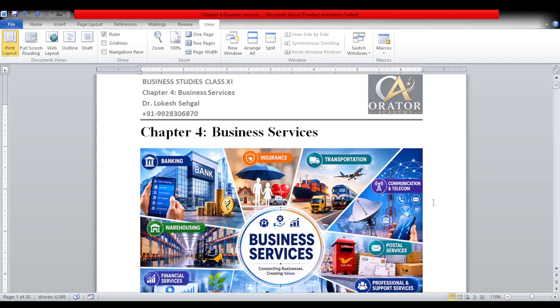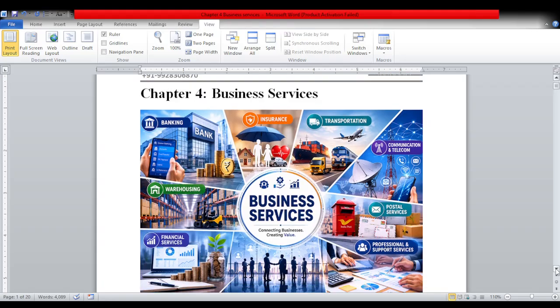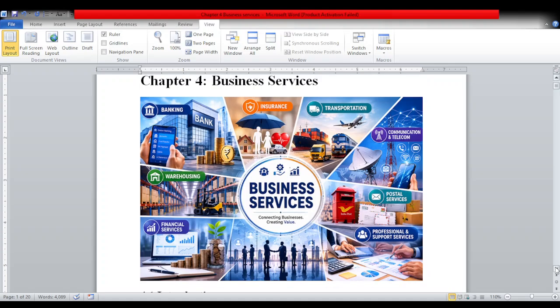Today we are going to study our important topic, that is business services. Here you can see an image, and from the image you can find out that we are going to study our different services, whether it's related with insurance, transportation, communication, telecom, postal services, professional and support services, financial services, warehousing, banking, and many more.